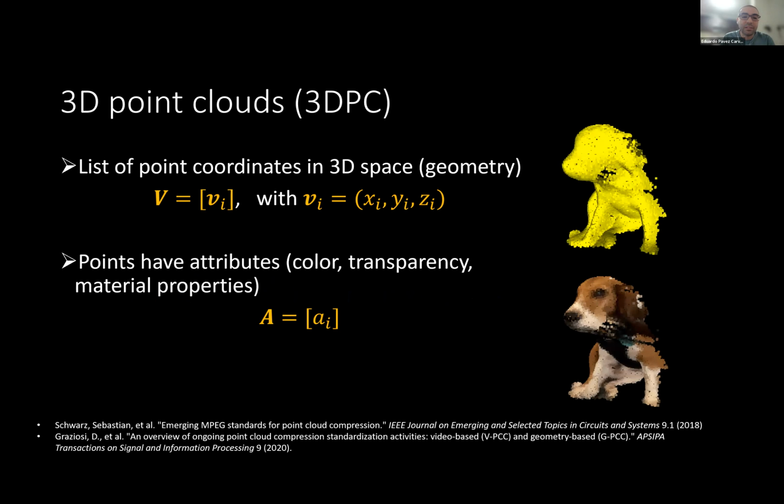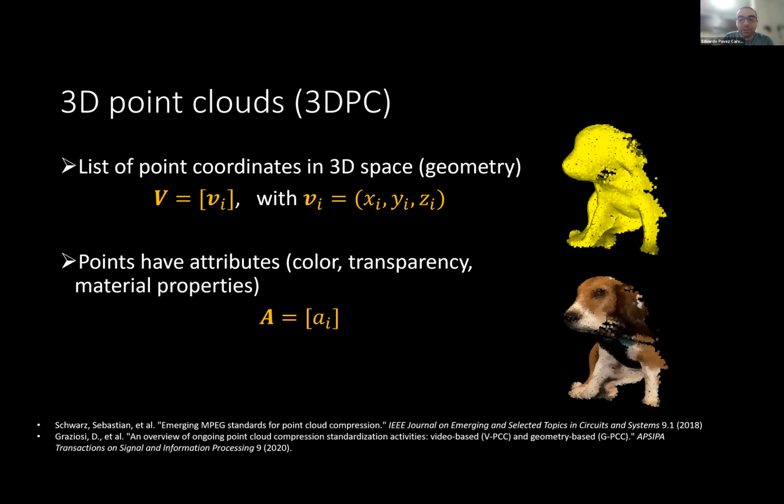So a point cloud basically consists of two things. One of them is a list of points in 3D space, and these points are represented by their XYZ coordinates. You can use this list of points to represent pretty much any shape or geometry in 3D. Each of these points also may have attributes, and these attributes could be color, for example, transparency, or some material properties in other cases. In this talk, I'll only consider color attributes, and we're going to be talking about compression of color attributes given the geometry.